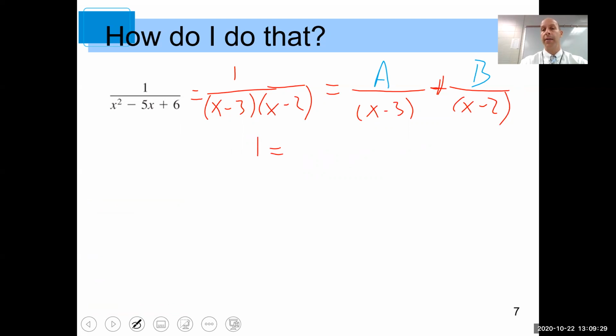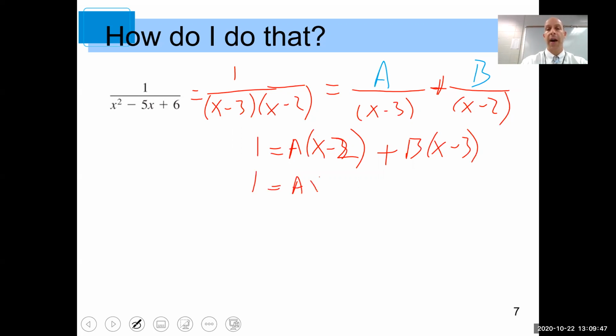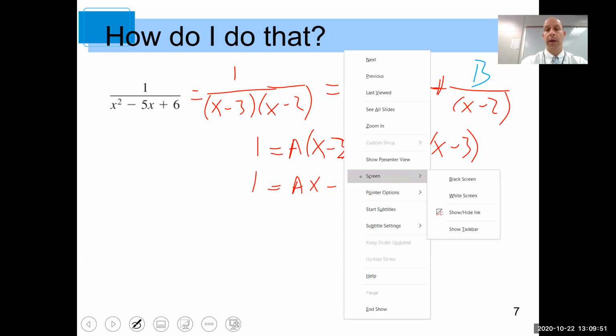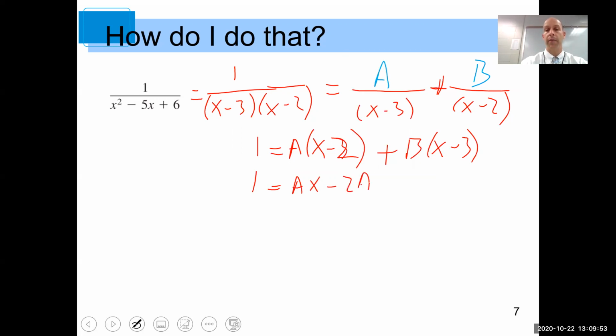On the right-hand side, if we multiply through the denominator, the x minus 3 factors are going to cancel, and similarly the x minus 2s are going to cancel over here, so you'll get b times x minus 3. Now we can clean this up a little bit by distributing things through here. So that would be 2a plus bx minus 3b.